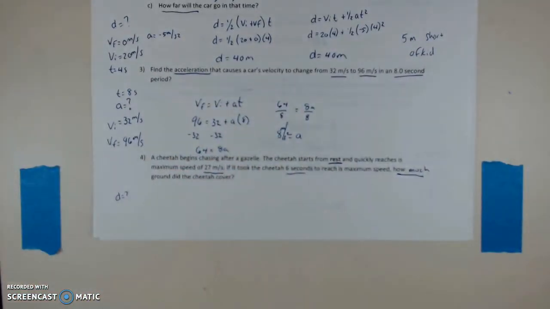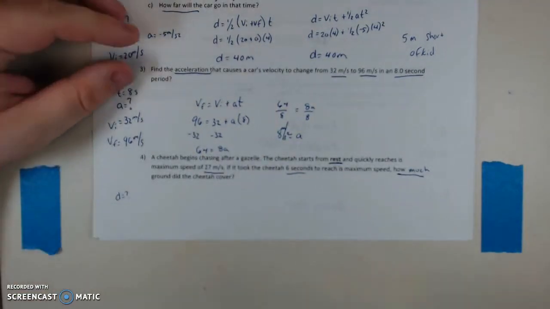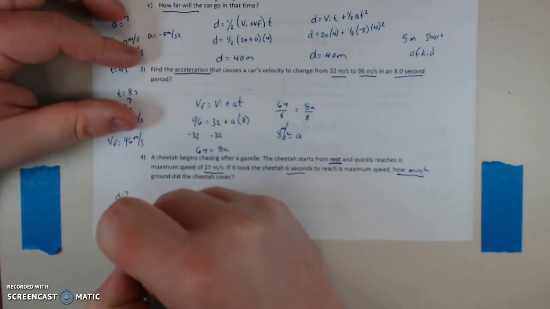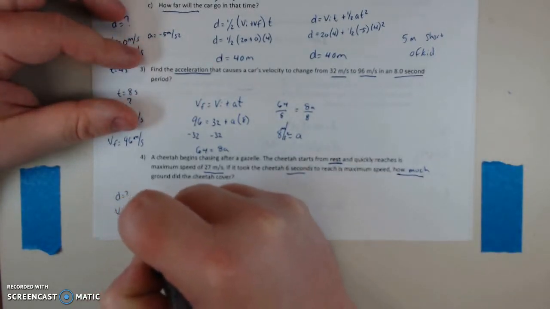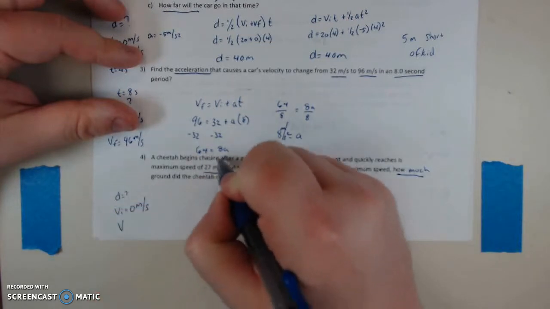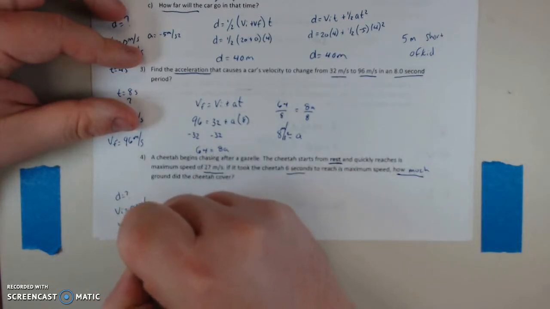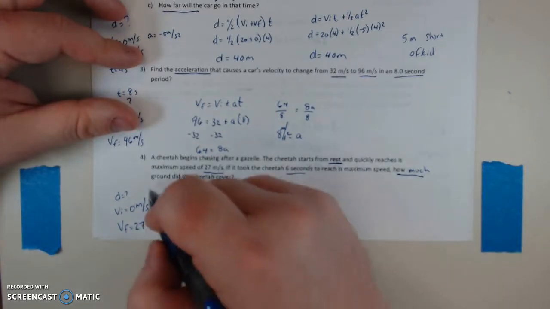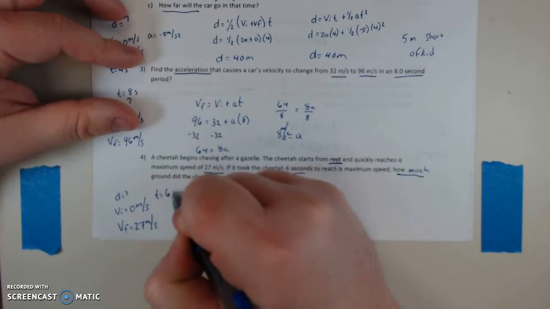So we are looking for distance once again. Pulling apart these other things, rest typically means that VI is 0, and it would make sense for the cheetah to start at 0 at the beginning of the chase. The maximum speed the cheetah reaches is right here, 27 meters per second. And then finally, the time is 6 seconds.